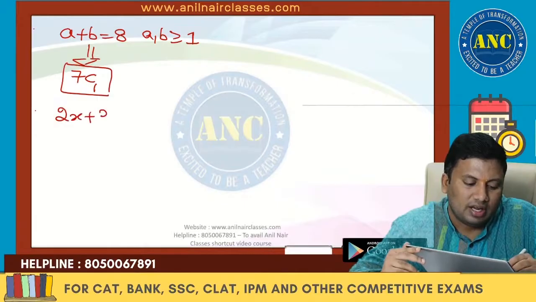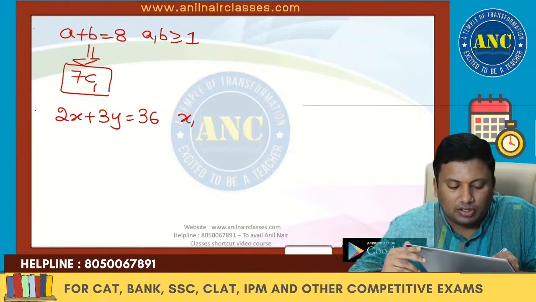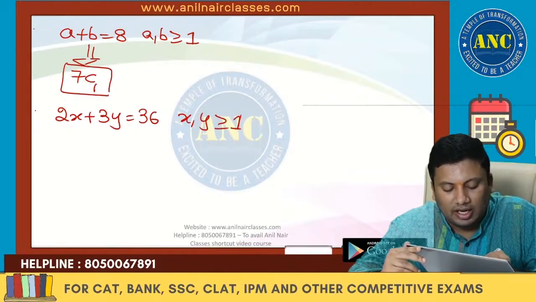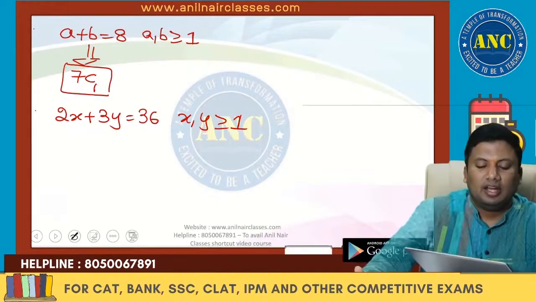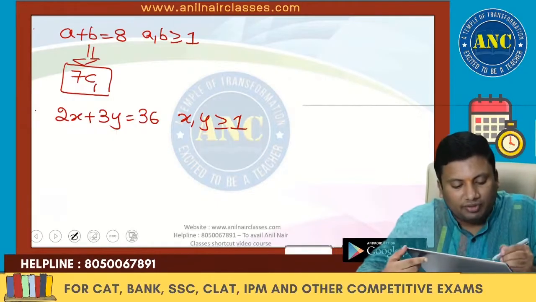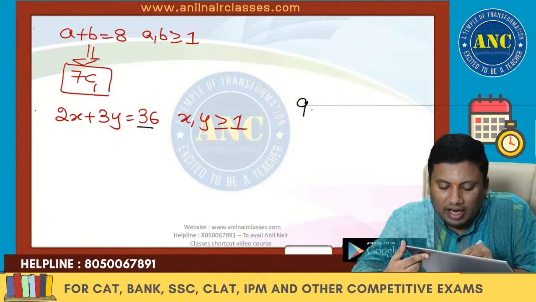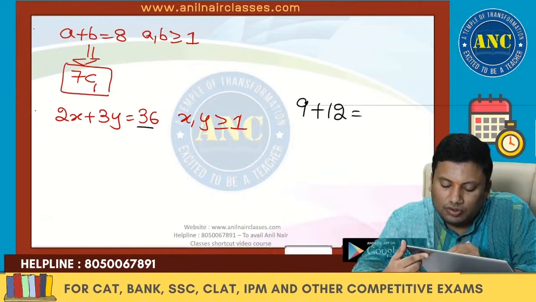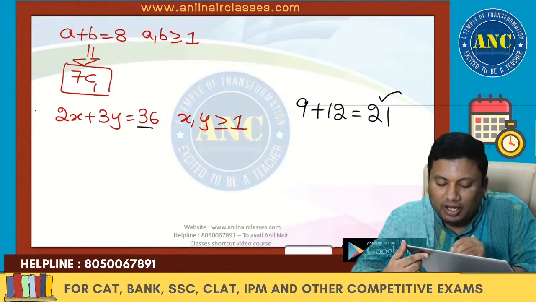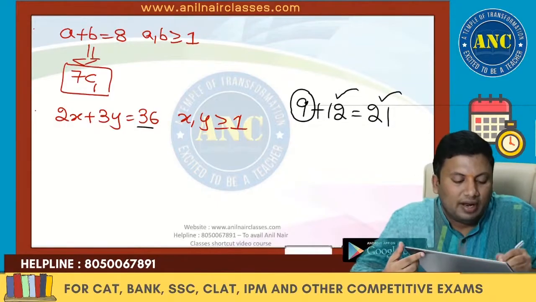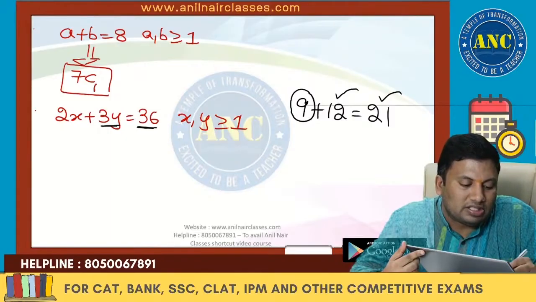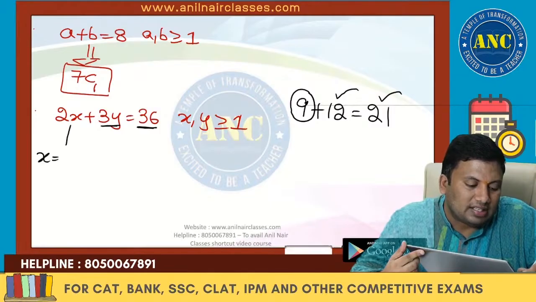2x plus 3y equals 36. Even in algebra this method can be used. x, y greater than or equal to 1. 2x plus 3y equals 36. See here: 9 plus 12 equals 21. This is a multiple of 3, this is a multiple of 3, 9 is a multiple of 3, so x is a multiple of 3.